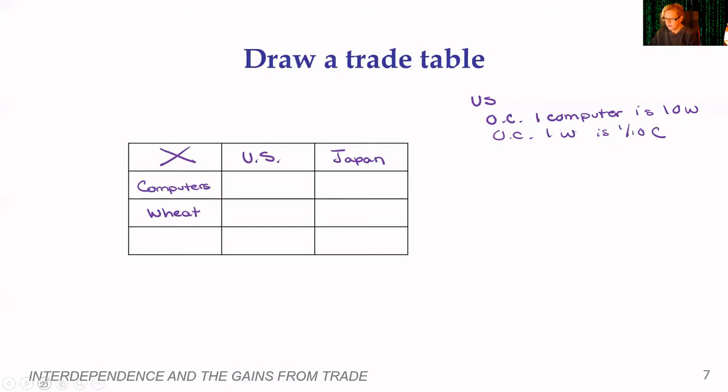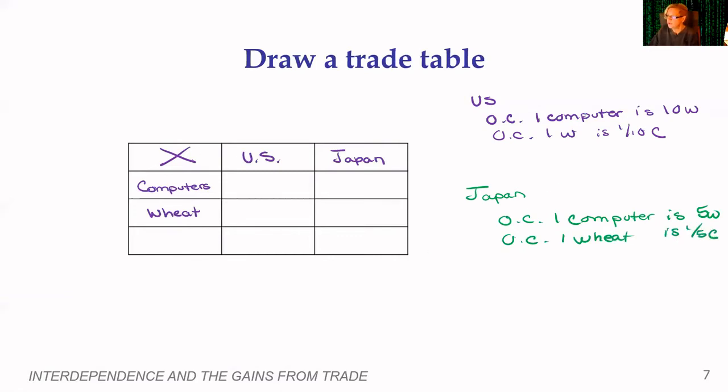For Japan, maybe I should draw Japan in a different color here just to keep them separate. In Japan, the opportunity cost of one computer is 5 wheat, and the opportunity cost of one wheat is 1/5 of a computer. Now what I want to do is bring this information into the trade table. So how do I do that?